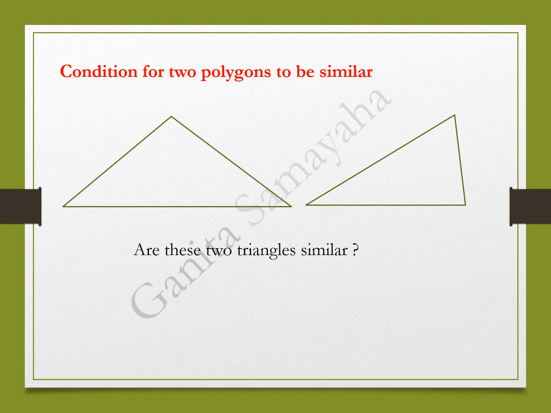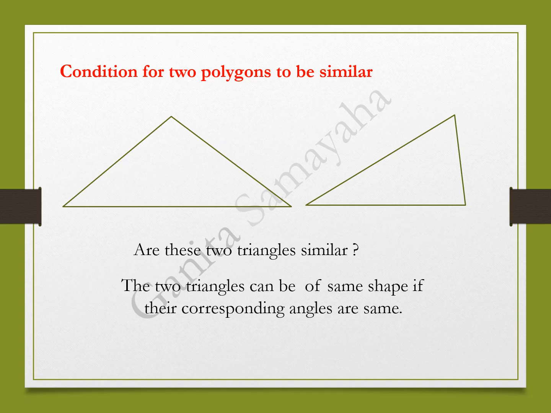So are these two triangles similar, children? Do they have the same shape? Yes, on seeing we can make out that they do not have the same shape. What makes a shape, children? Yes, it is the angles that make the shape. So for the two triangles to have the same shape, they must have the same angles. Their corresponding angles must be the same for two triangles to be of the same shape.